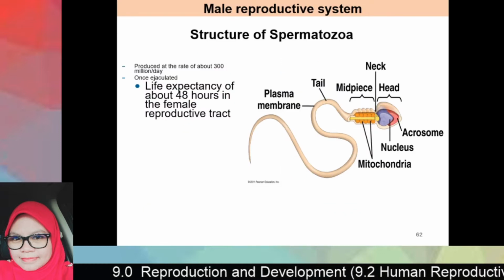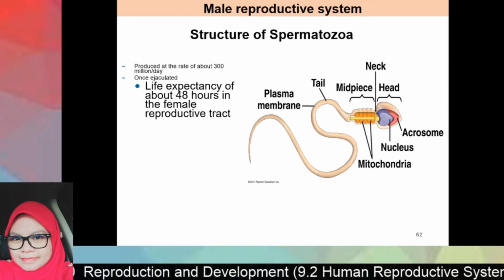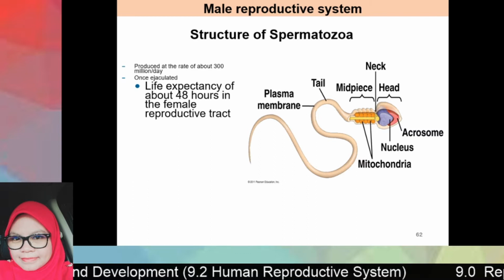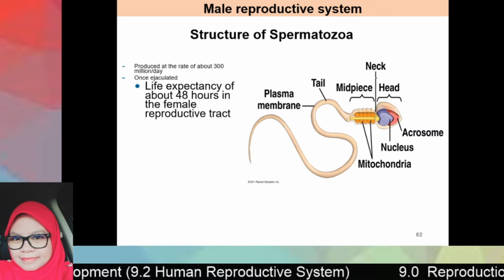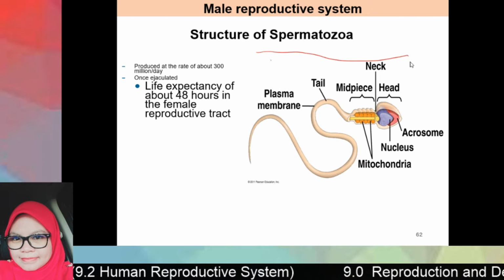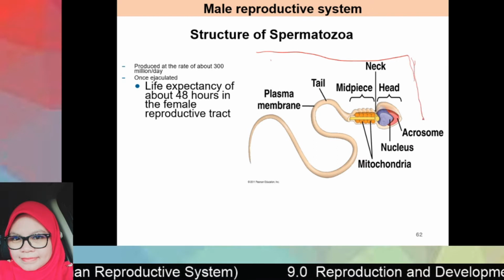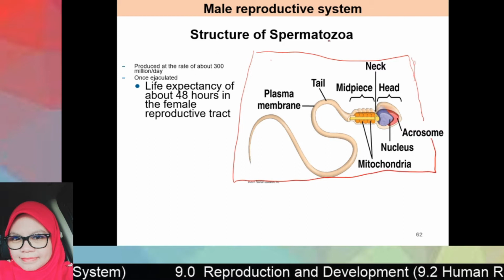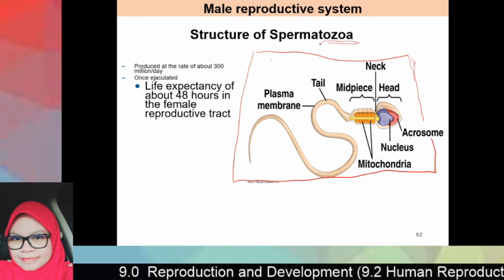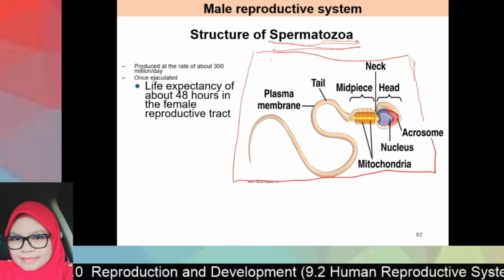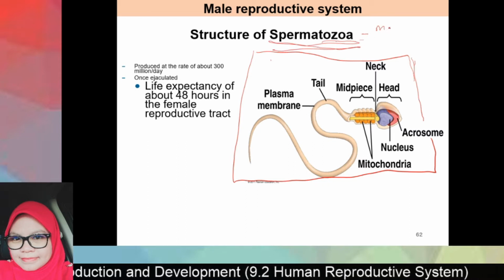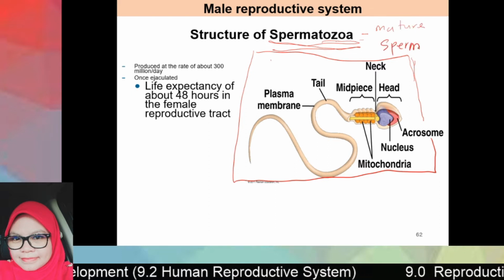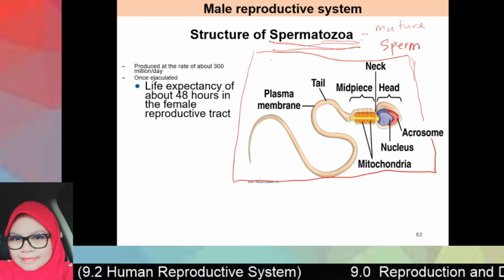As we know, sperm is the gamete for male. Sperm is the male gamete. So in your syllabus, you should know the structure of sperm. Mature sperm we call spermatozoa. So you can see here the structure of spermatozoa. Spermatozoa is a term used to refer to mature sperm.